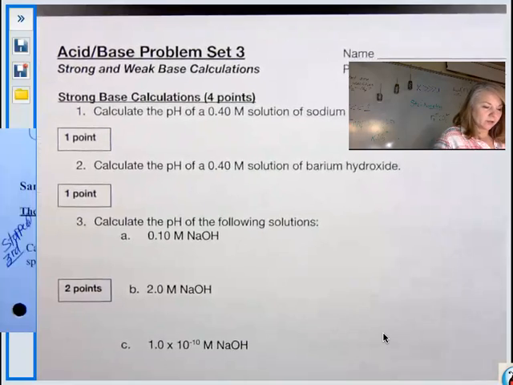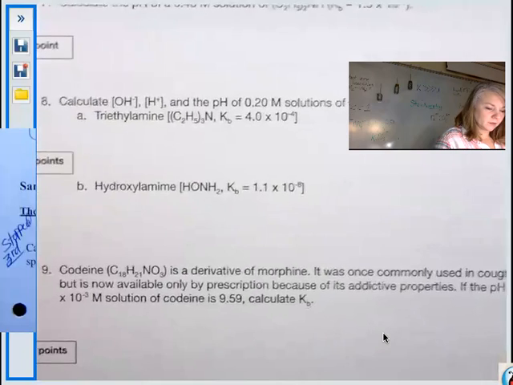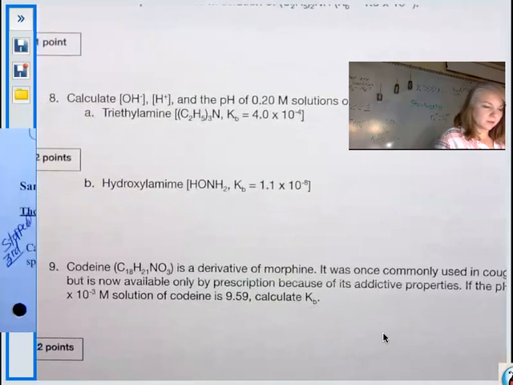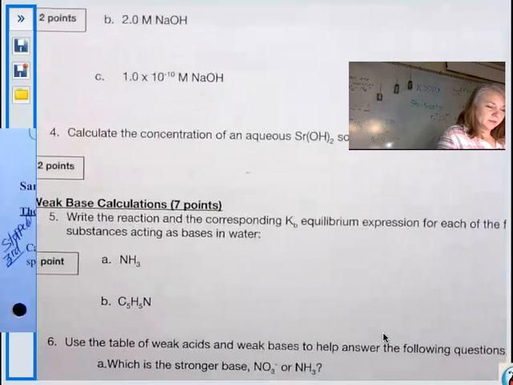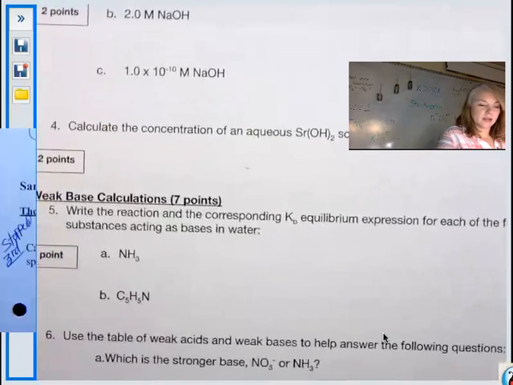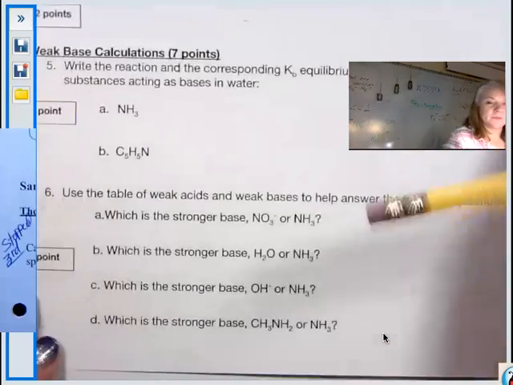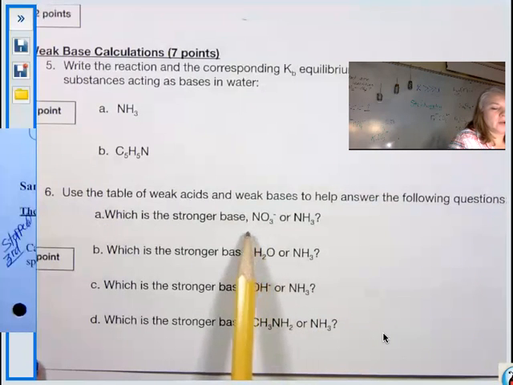9 and 10, do you feel like they are causing you grief? Number 6. Nah. Because remember, you're using that table. You're using a table to help you figure out some stuff. And just remember, the stronger the acid, the weaker its conjugate.